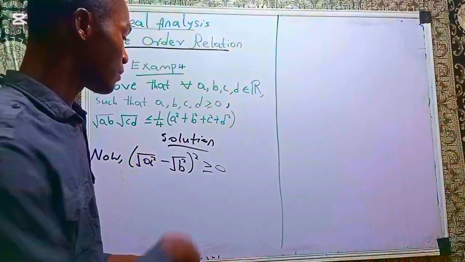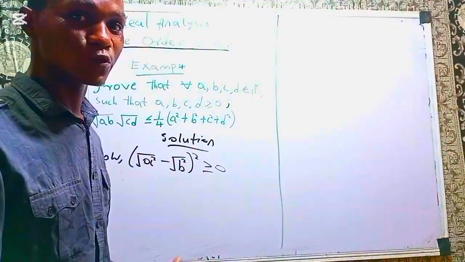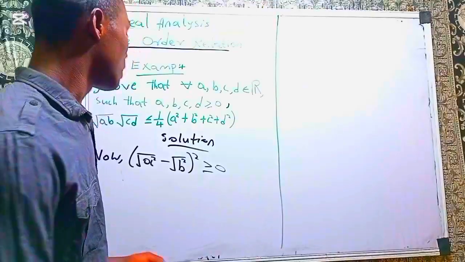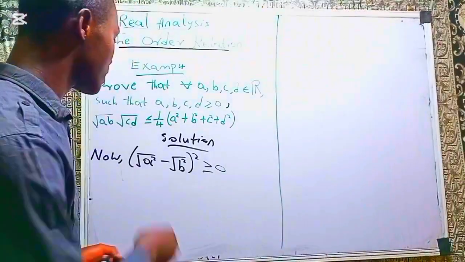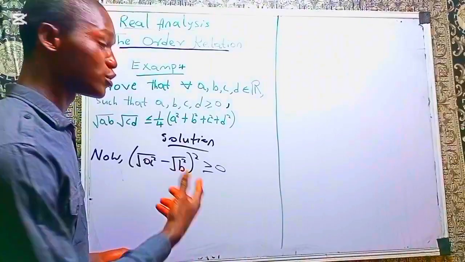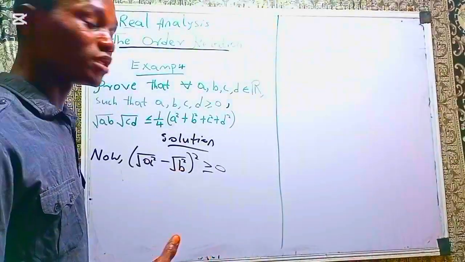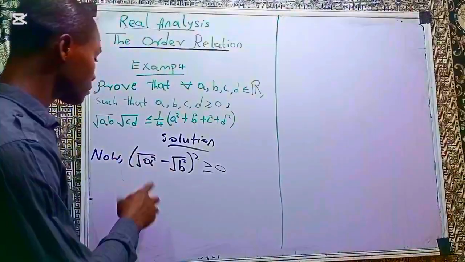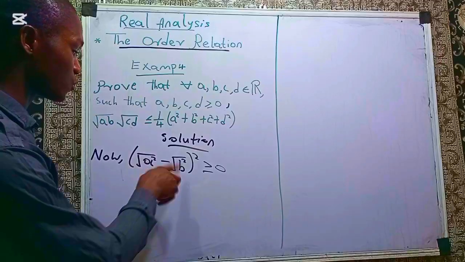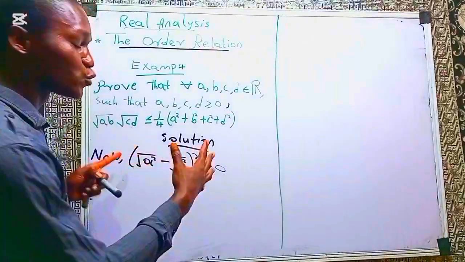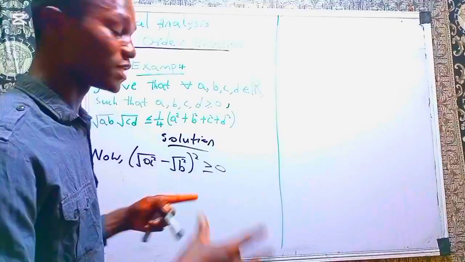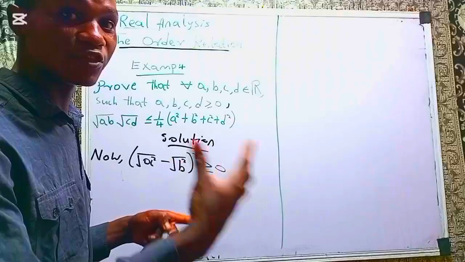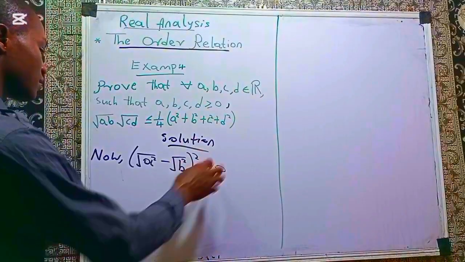A positive real number. B squared will give you a positive real number. We know that the square root of any positive real number will be a real number, but the square root of negative real numbers will be a complex number. So since a squared and b squared are positive real numbers, the square root of each will also be a real number. If you subtract two real numbers, you get another real number. Then the square of any real number must be what? Positive. That's why I wrote that this is greater than or equal to 0.